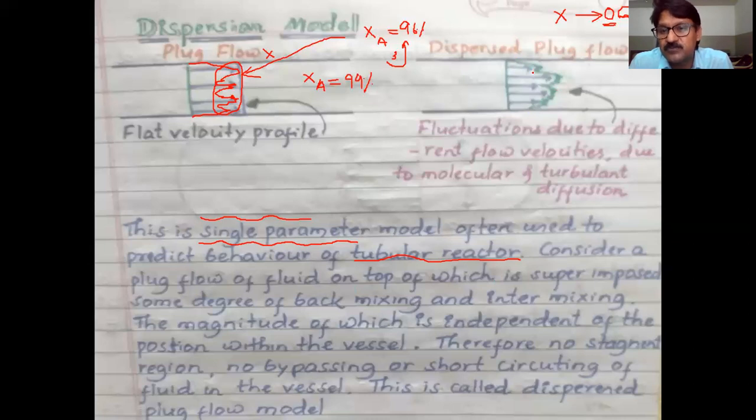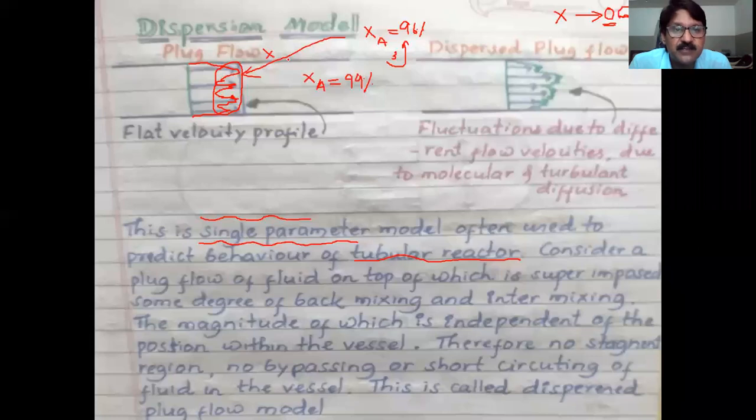Superimposed means some other molecules will also be coming up, so there is a layer. Superimposed means you can see the backside, what is happening. If you cover it, you can still easily see what is happening behind. That is superimposition. Okay, consider plug flow of a fluid on top of which is superimposed some degree of back mixing and intermixing, the magnitude of which is independent of the position.